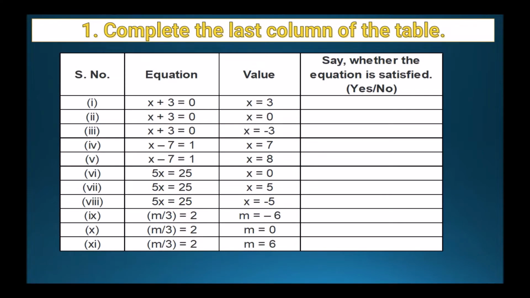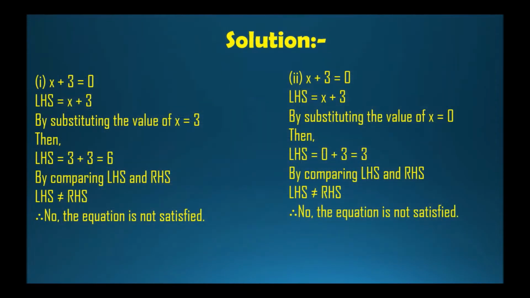First question is complete the last column of the table. Equation is given, value is given. We have to say whether the equation is satisfied or not. So let's see. The first is x plus 3 equals 0. Now LHS side is x plus 3. By substituting the value of x equals 3, LHS is 3 plus 3 equals 6. By comparing LHS and RHS, we can say that the equation is not satisfied.